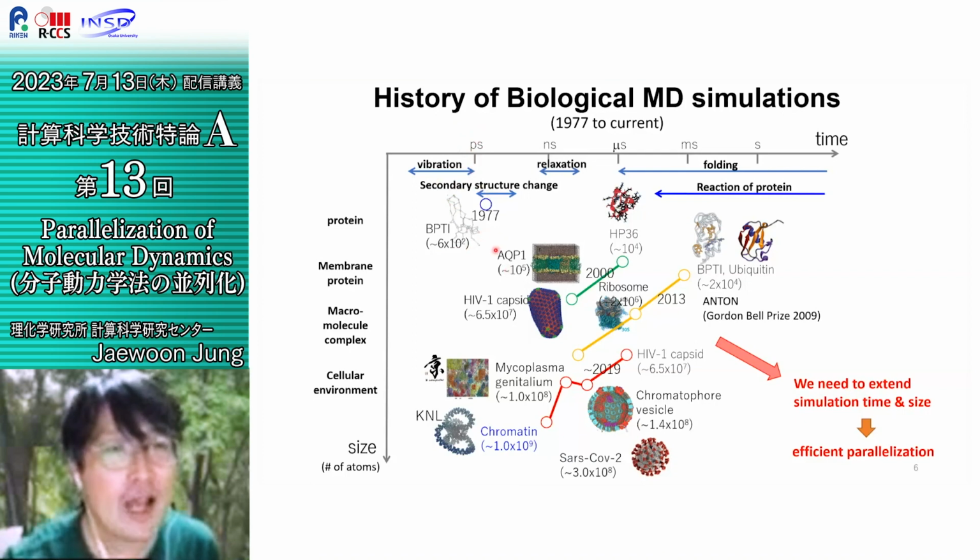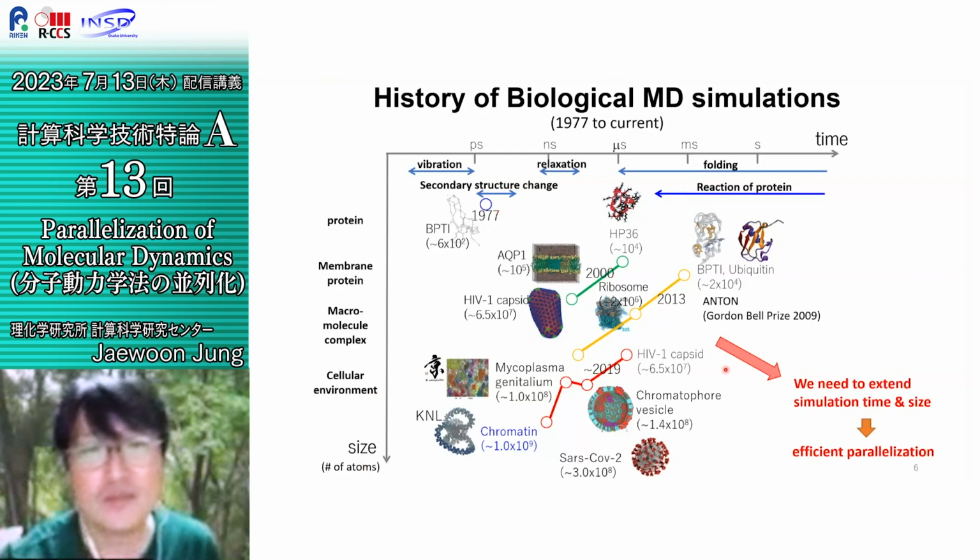So around that time, we couldn't understand very long time behavior like folding. But starting from this one, the time scale and target system size increased dramatically. So nowadays, for the same protein, but in this case including all of the atoms, including water molecules, consisting of about 20,000 atoms, we can now perform millisecond level MD simulation.